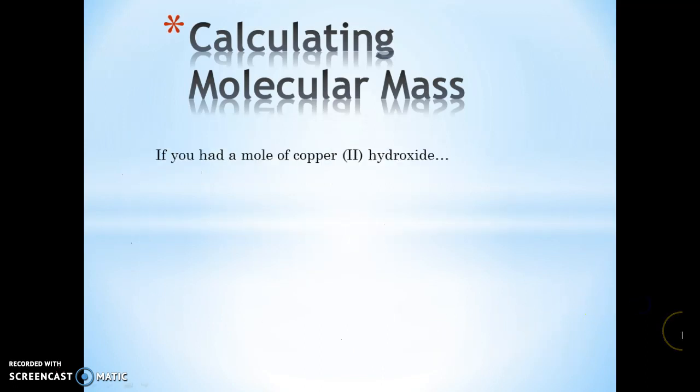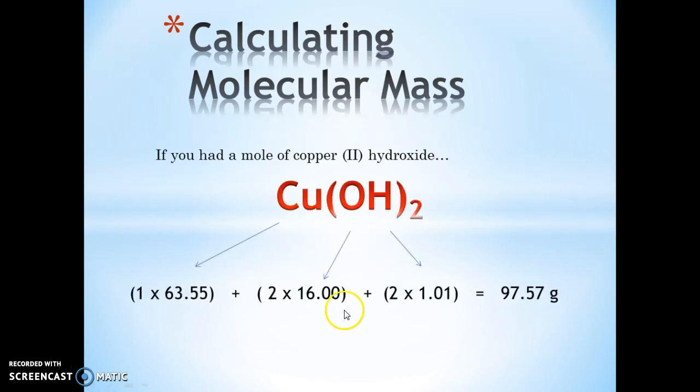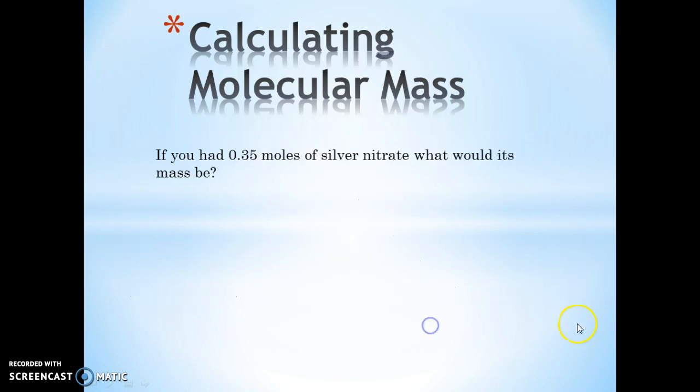Here's another example. If I had a mole of copper(II) hydroxide, Cu(OH)2. This parenthesis means this 2 is applied to both oxygen and hydrogen there. So I would look up 1 copper, multiply 1 times 63.55. I would multiply 2 oxygens, so that's 2 times 16. 2 hydrogens, 2 times 1.01. I would add those all up, and I would see here 97.57 grams if I had an entire mole of copper(II) hydroxide. I told you guys would be able to do this.